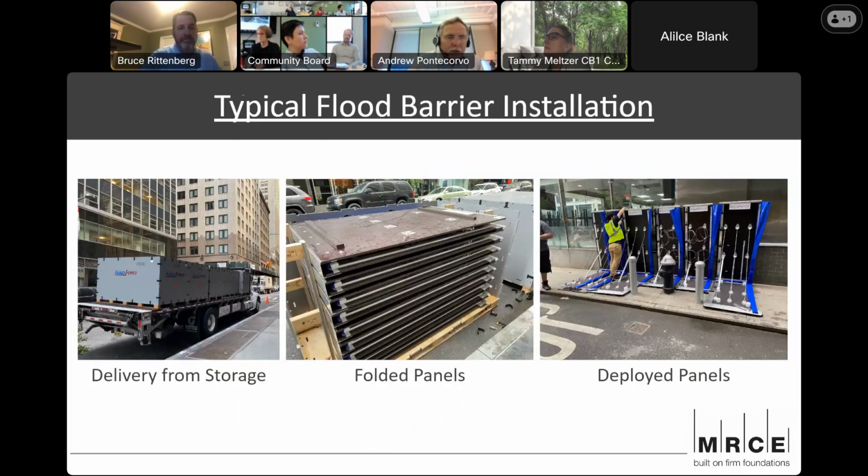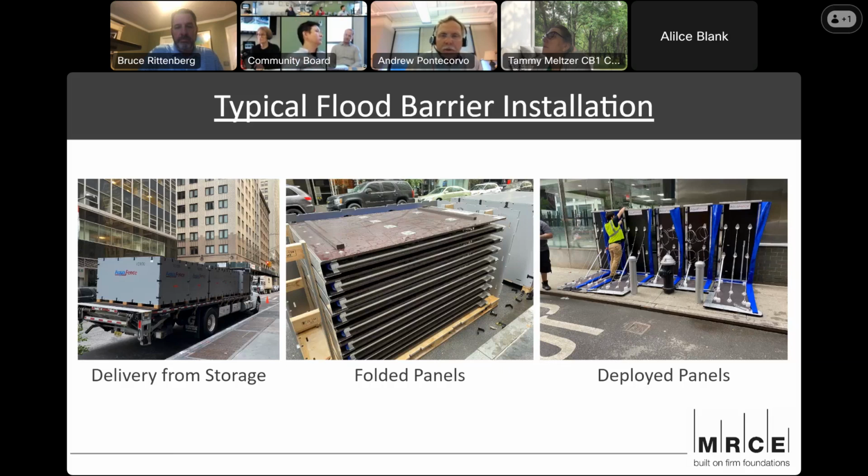The flood protection arrives on a truck from its storage facility. Actually, for our purposes, the equipment is going to be stored on site, inside the building on pallets. The pallets are moved into position and opened up, and you can see that there's a stack of panels sitting there waiting to be deployed.